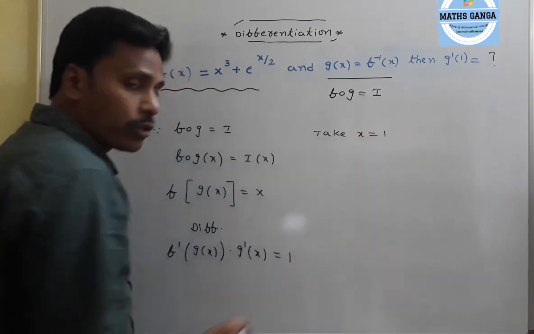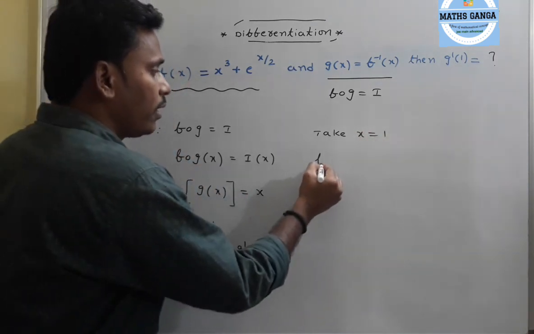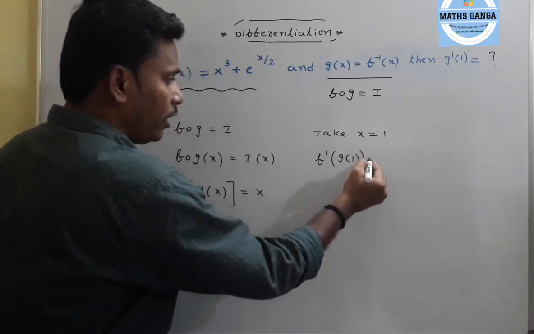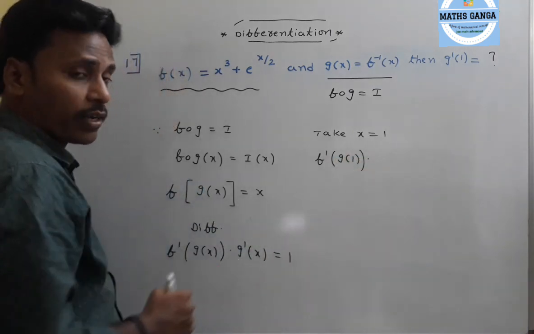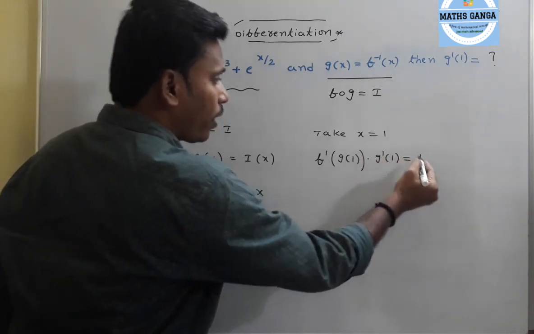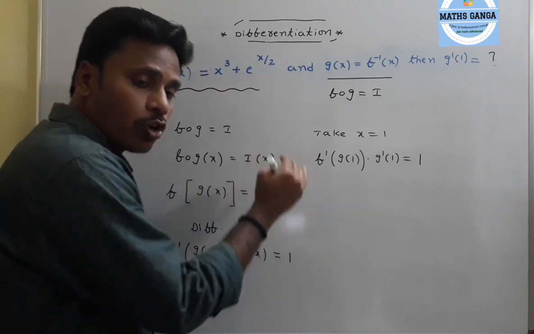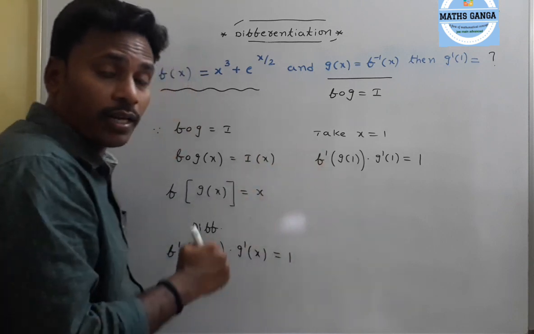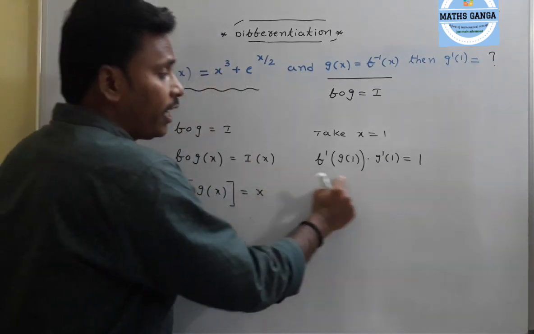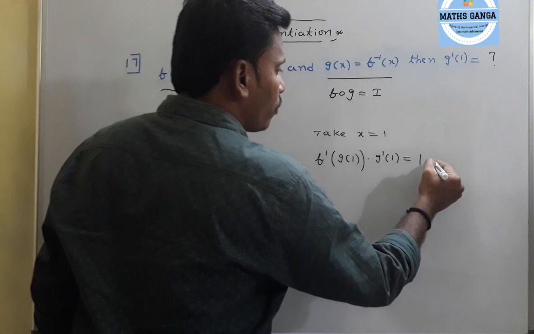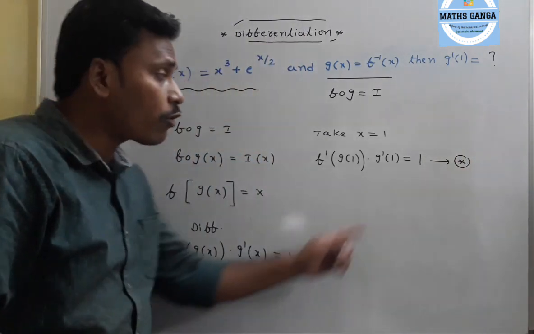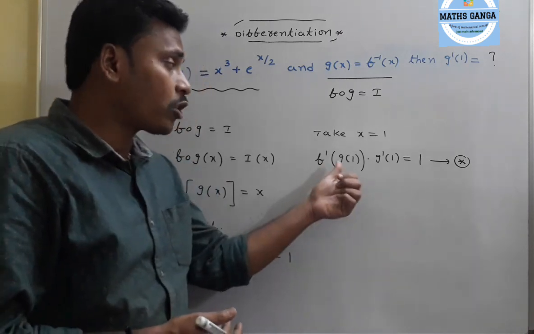If we take x is equal to 1, this part is f dash of g of 1 into, this is g dash of x, right? So g dash of 1. So f dash of g of 1 into g dash of 1 is 1. So to find g dash of 1, now we need f dash of g of 1. Okay, you just mark this as a star. I will use it. To find g dash of 1, we need now f dash of g of 1.